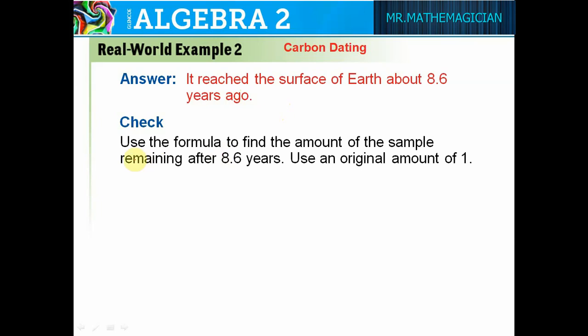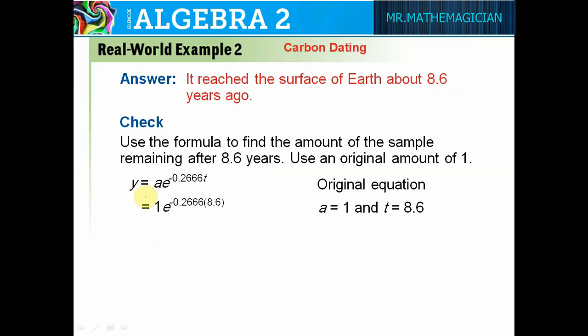You can check your answer. Use the formula to find the amount of the sample remaining after 8.6 years. Use the original amount of 1. So y equals a e to the negative 0.2666t, and now we can replace the t with 8.6, and let's see what will be the result. We replace the a with 1, and the fraction that appears here will be the accurate answer. So it's really about 0.101, or 10%.